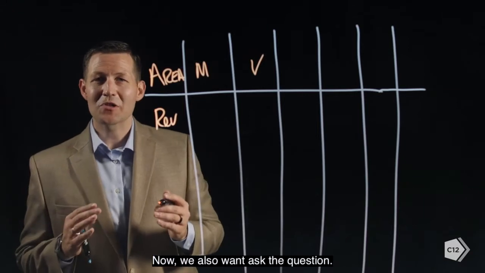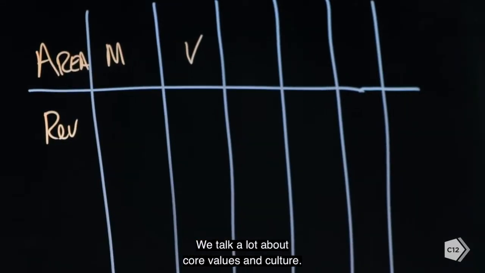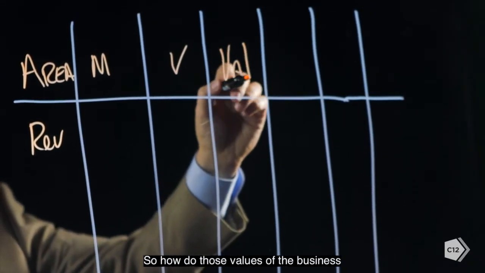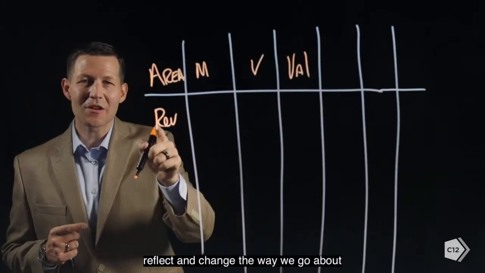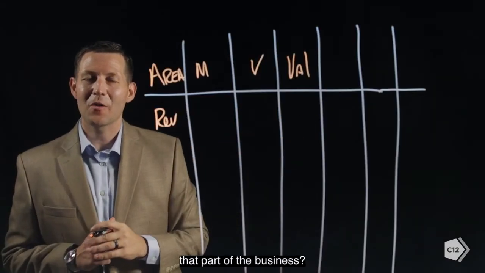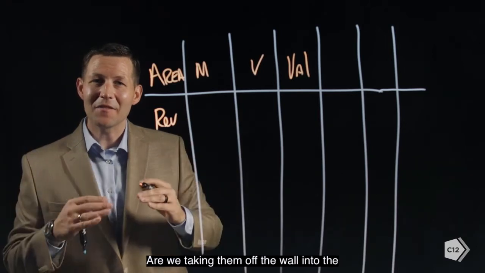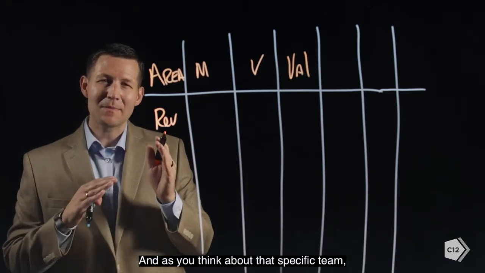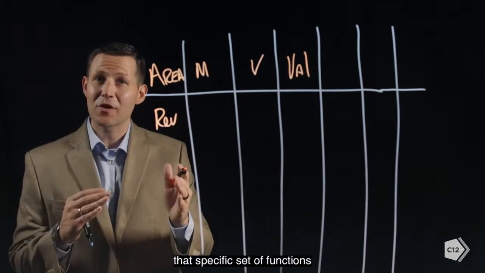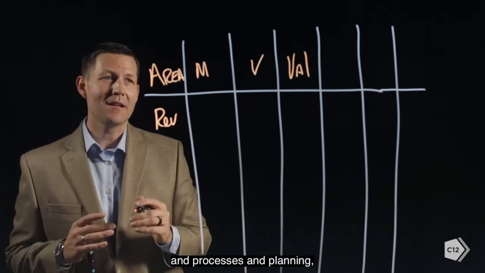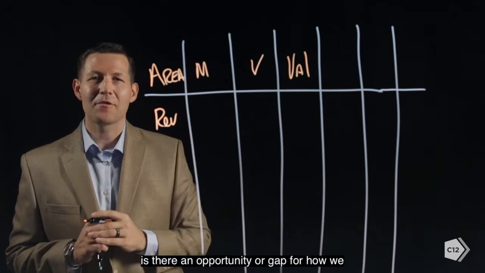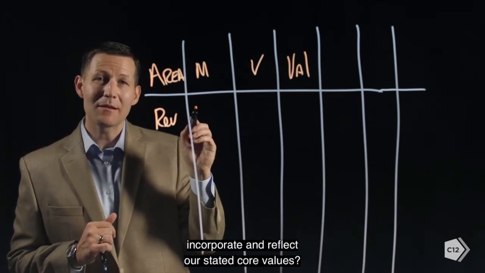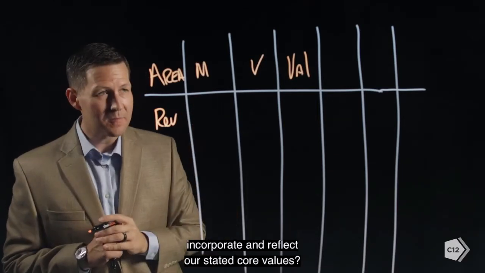Now we also want to ask the question, we talk a lot about core values and culture, so how do those values of the business reflect and change the way we go about that part of the business? Are we taking them off the wall into the very fabric of how we behave and operate? And as you think about that specific team, that specific set of functions and processes and planning, is there an opportunity or gap for how we incorporate and reflect our stated core values?